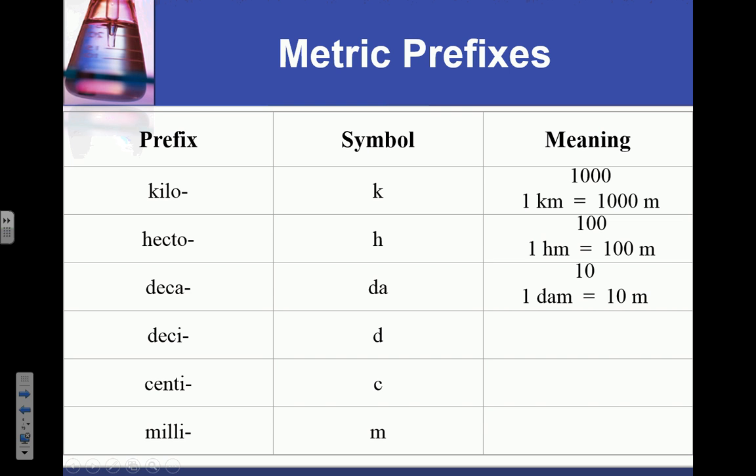Well, what happens if we want a smaller than base unit? Well, that's where deci, centi, and milli come in.